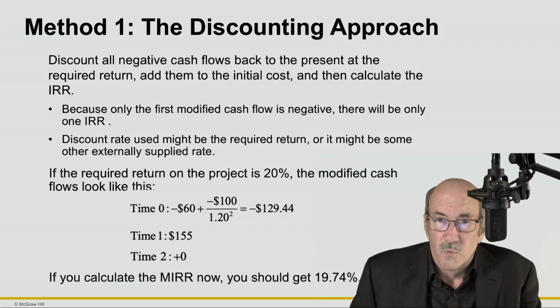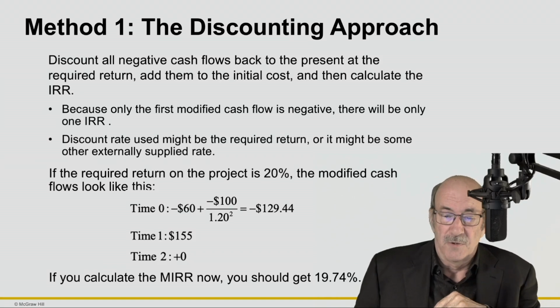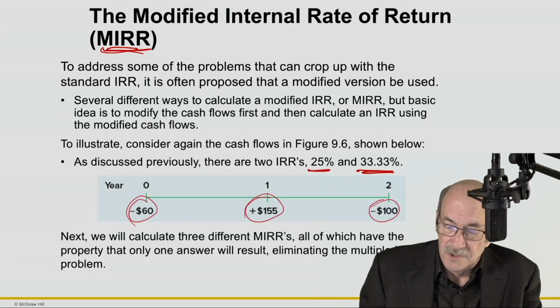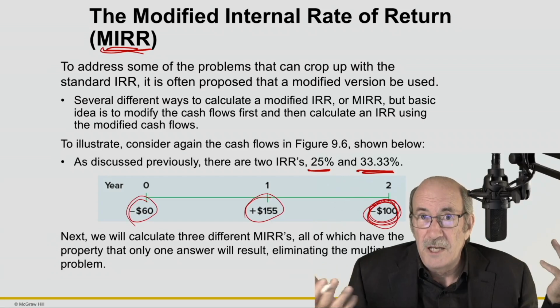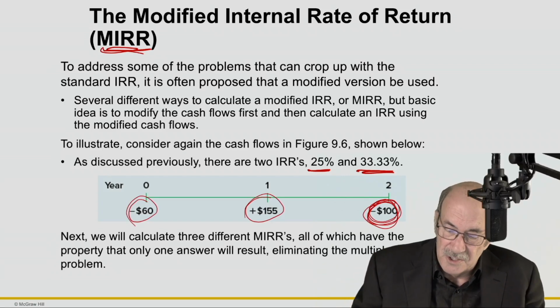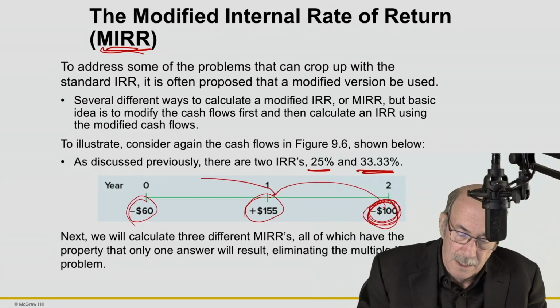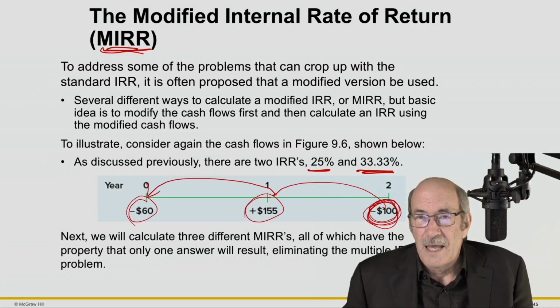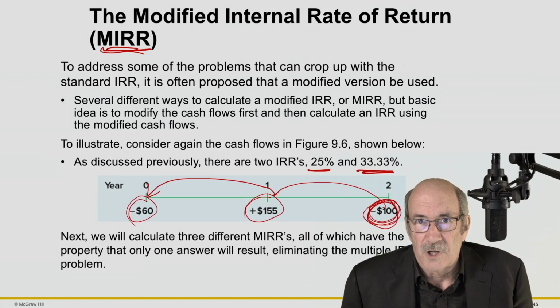All right, so what can we do to resolve that problem? Well, we can get rid of one of those sign changes. A couple of different ways we can do that. One of them is we can take this cash flow, this outflow, or any outflows, as many as we have, and we can discount them back all the way back to time 0 and add it to the initial cash outflow.